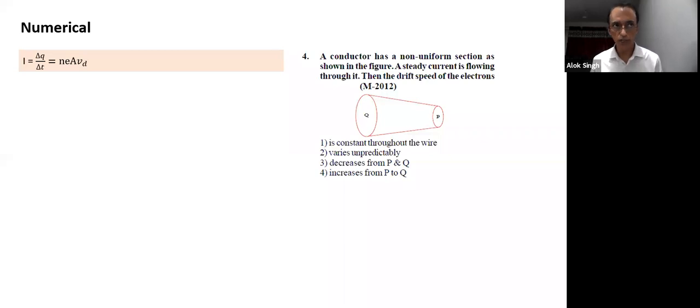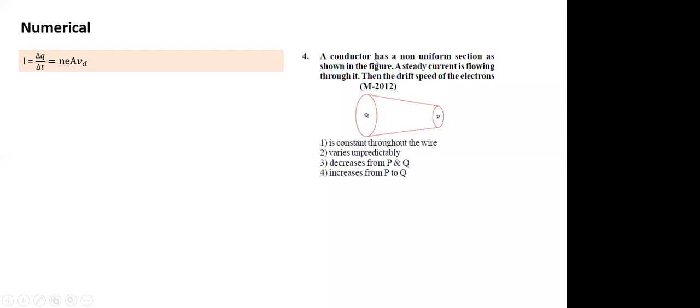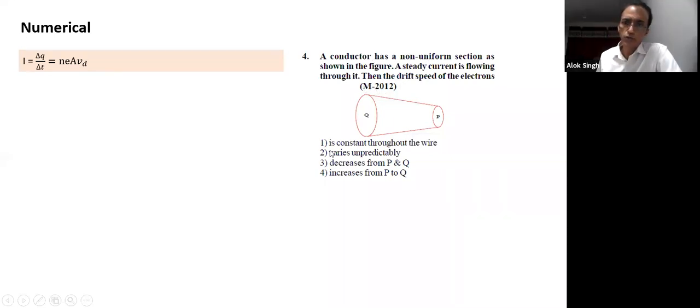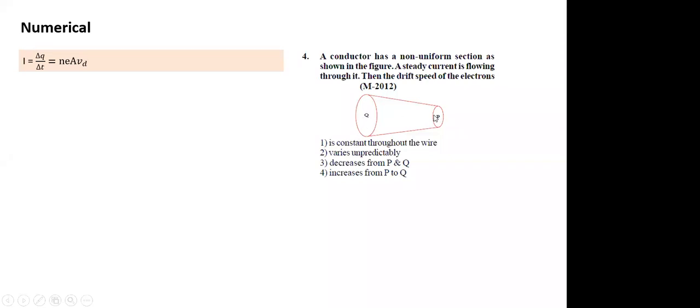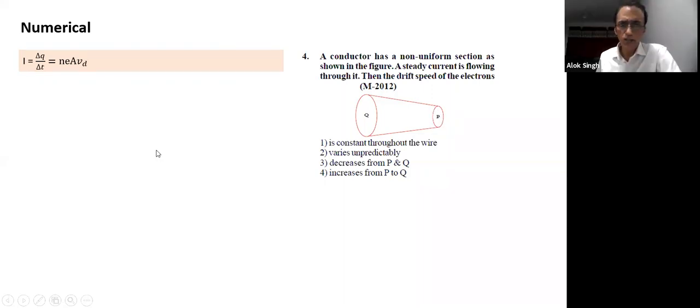So what kind of current? Most of this chapter deals with steady current only: stable current, constant voltage applied. So the question is, if the area decreases from P to Q, will the drift velocity be the same, constant through the wire, or will it be more near Q, or more near P? Or is it something you cannot predict? And I think it's pretty easy.